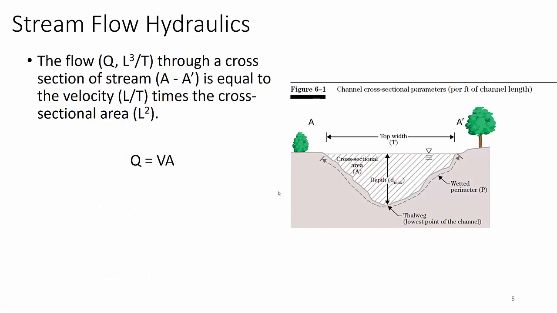We know that the flow, which is L3, cubic feet, cubic centimeters, cubic meters per unit time, second, minute, hour, day, year, through a cross-section of stream, and we usually indicate these as A to A prime, B to B prime, etc., is equal to the velocity, that's feet per second, or meters per hour, times the cross-sectional area, and that's square feet, square meters. Q equals VA. Simple, simple, simple, and you will forget it and get messed up. Remember this, Q equals VA. You're trying to figure out how much Q is coming out, and you know velocity, and you can calculate area, you can calculate Q. You know area, you can calculate velocity, you can calculate Q. If you know Q and you know area, you can calculate velocity, etc.